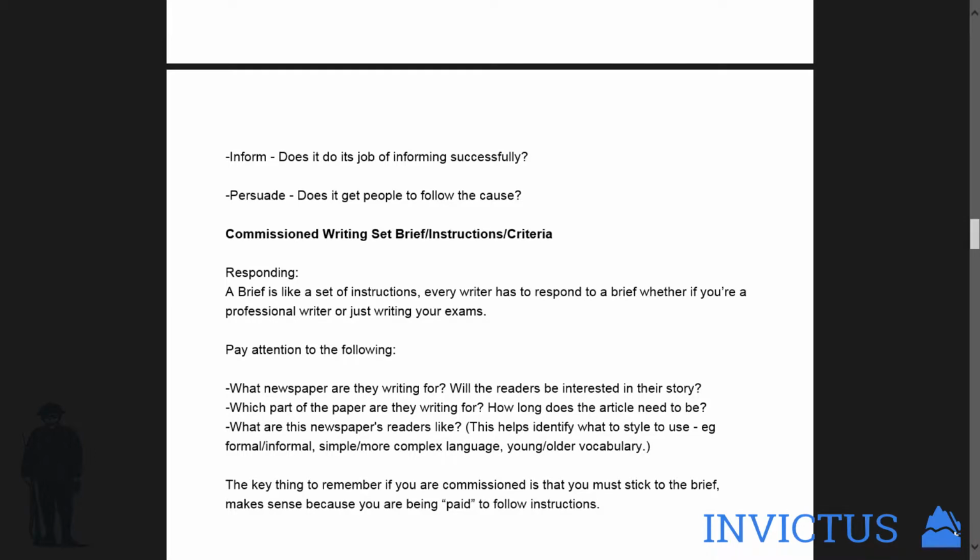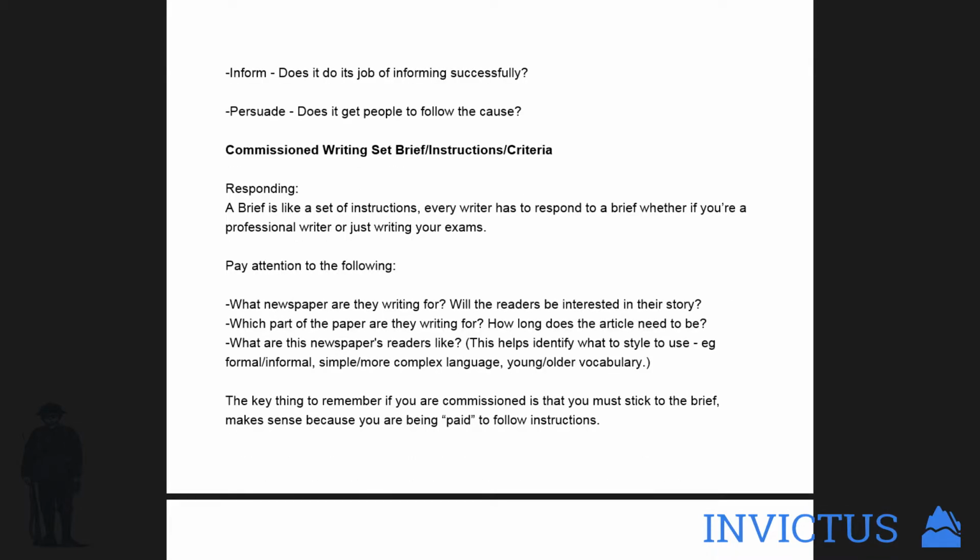So commissioned writing is another thing you might want to take a look at, pay attention to, because if you see the word set brief, don't be afraid. It's not anything complicated. It just means instructions or criteria. Because commissioned writing basically means you are paid to write. So imagine if you're a writer, if you are paid to write, then your employer will give you set instructions on how to write or to write for what framework. So it's just basically instructions.